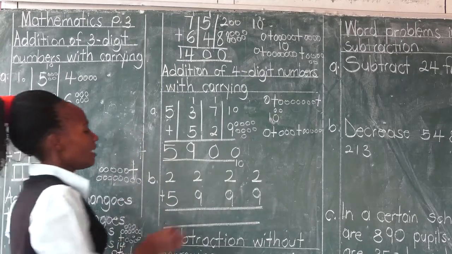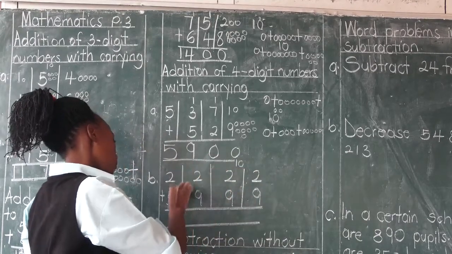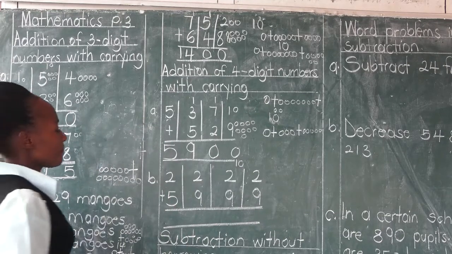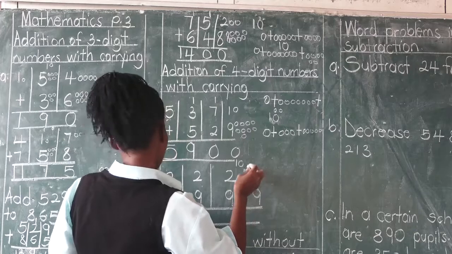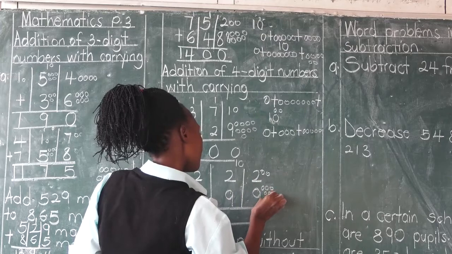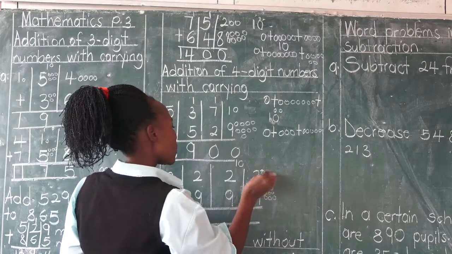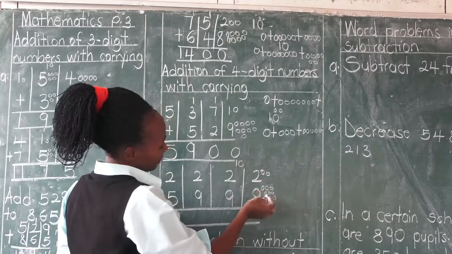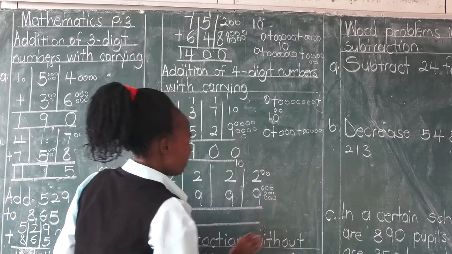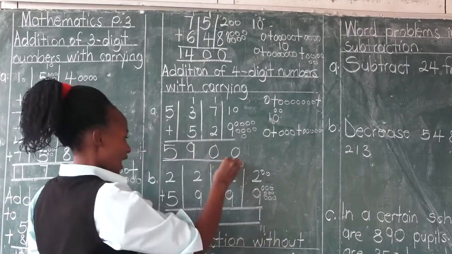Okay. Then here we have 2,222 plus 5,999. Now let's go. Start from ones which have there 2 plus 9. 1, 2, 3, 4, 5, 6, 7, 8, 9. Now let's put them together. 1, 2, 3, 4, 5, 6, 7, 8, 9, 10, 11. You've got 11, but we need one digit. The one which is under ones, and to be 1, we carry 1.